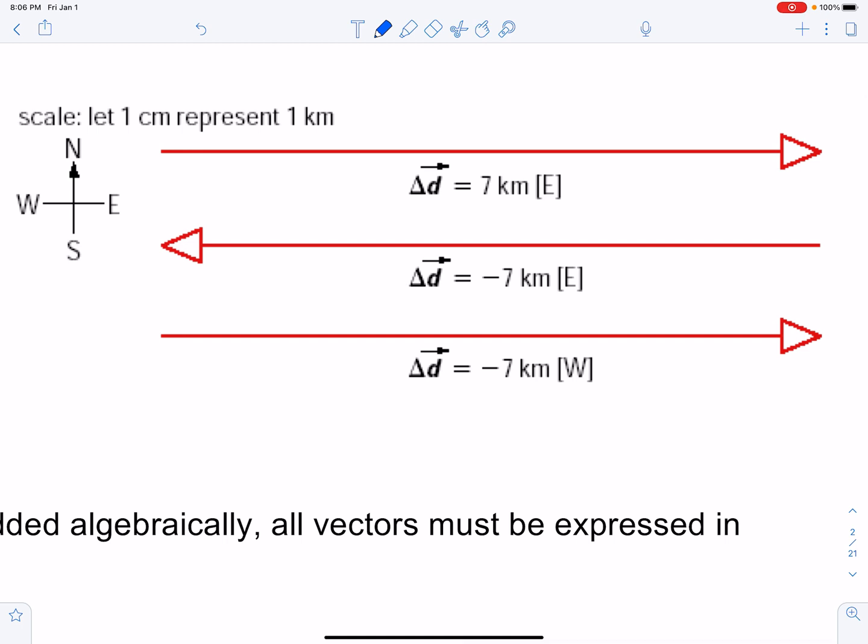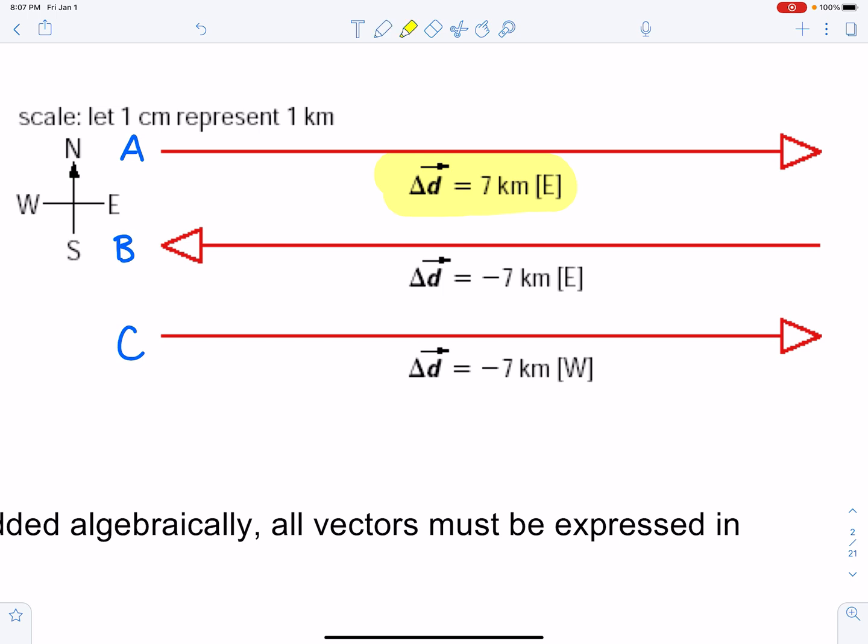So this first vector, which I'm going to label A, this one is B, and this one is C, is a displacement of 7 kilometers, and it's pointing east. So we have delta D is 7 kilometers east. Now take a look at vector B. We can see that vector B is pointing in the opposite direction. So vector B is pointing west.